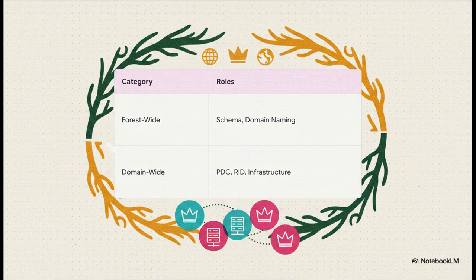Let's break these 5 roles down. Active Directory neatly splits FSMO roles into 2 distinct buckets. You've got your forest-wide roles, and there is strictly one of these per forest, no matter how many child domains you're running. And then you've got your domain-wide roles, where every single domain gets its own set of 3.